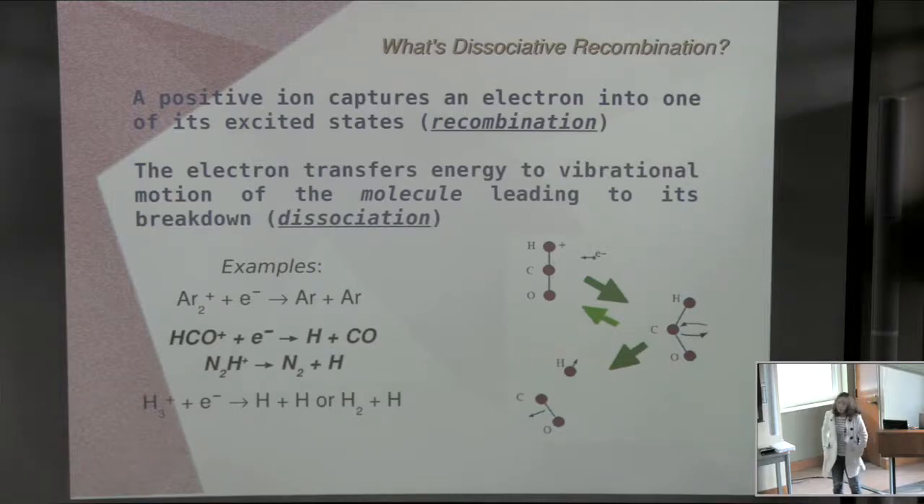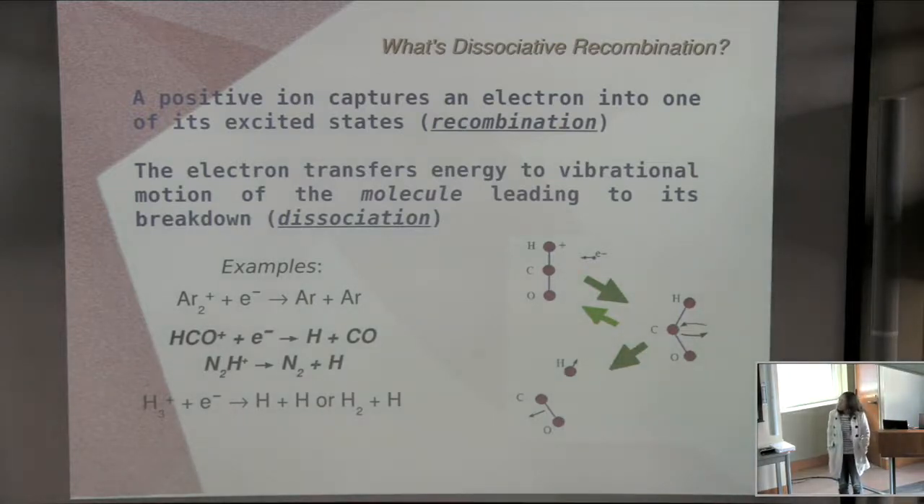H2+ has been shown here over and over again, and I will dare to show the cross section of H2+. I'm also going to show the cross section for HCO+ and then H3+. And here's a schematic picture of the dissociative recombination of HCO+, when the electron collides with the ion, and the H goes away and the CO goes to the other side.